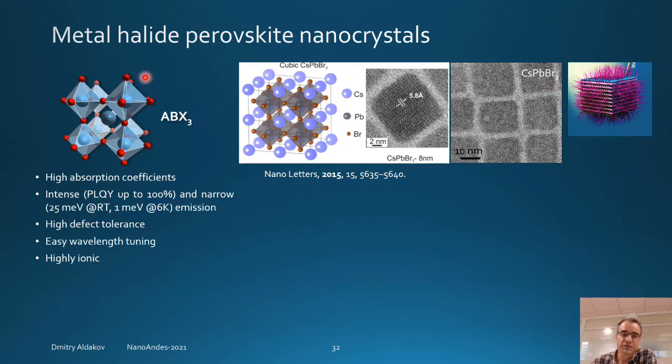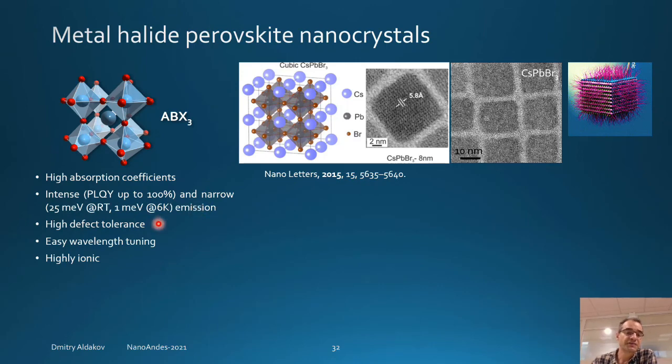Why is it happening? So first of all, they have very high absorption coefficients. In the form of nanocrystals, because you can get them as monocrystals, the single crystals, as films, as nanocrystals. In this course, I will talk, of course, about nanocrystals. And the nanocrystals' photoluminescence quantum yield is 100%. So it is really impressive. And the emission is very narrow. For emission applications, it's paradise.